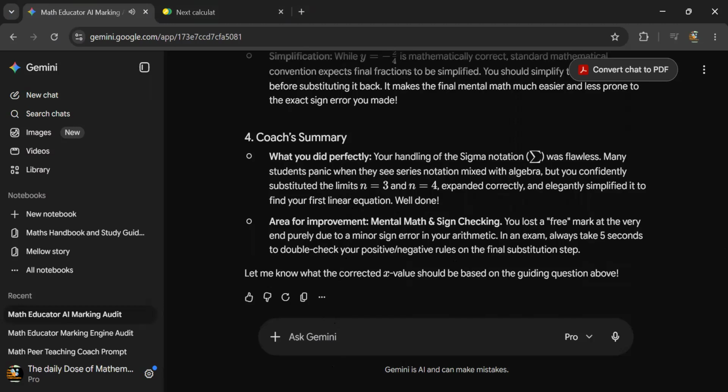Okay, guys, as you can see, our senior marker has given us the feedback based on the learner's solution.